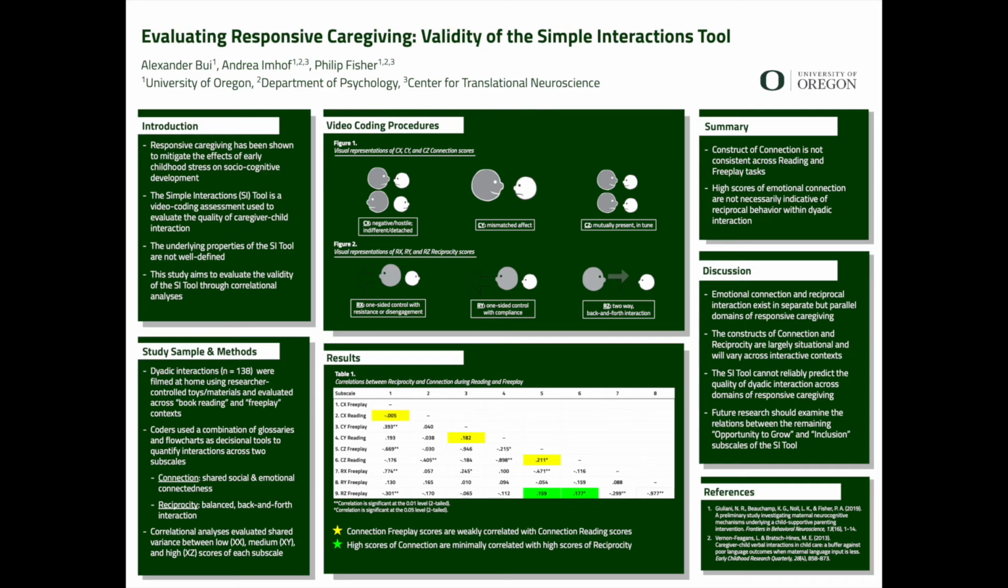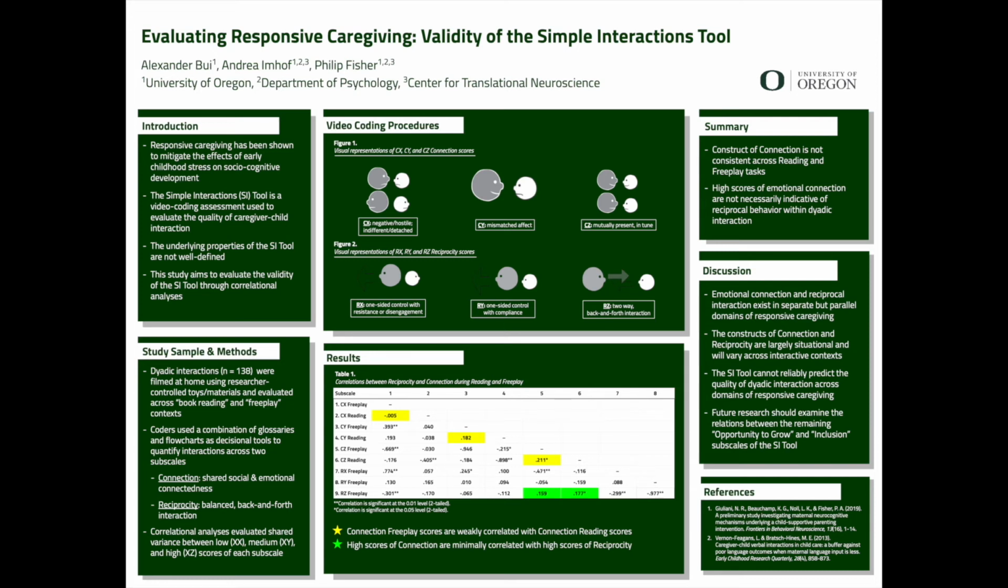We expected to find strong correlations between high scores of connection and reciprocity, given that both of these constructs are indicators of responsive caregiving, but what we found was that these subscales are likely measuring two separate but parallel domains of responsive caregiving. We also expected that connection scores would remain consistent across tasks, as both reading and free play activities were coded using the same connection subscale.